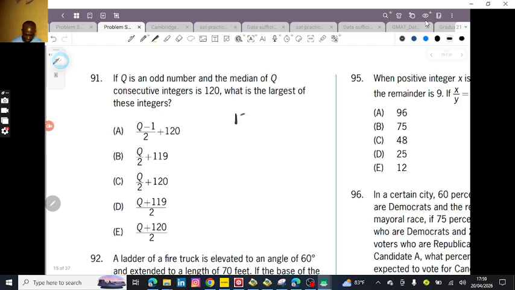So since 120 is the median, the next will be 121. The one before is 119. Do you agree with me? Okay. Now we need to test these options and see the one that will give us 121, because the largest is 121. Do you agree? So Q is 3. 3 minus 1 is 2, divided by 2 is 1, plus 120 is 121. So that is the option. So we stop here.